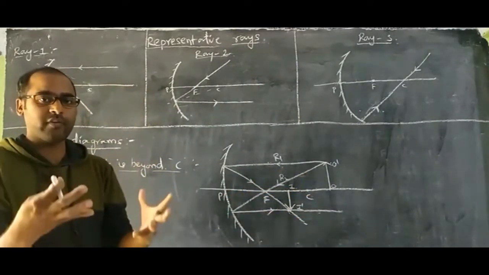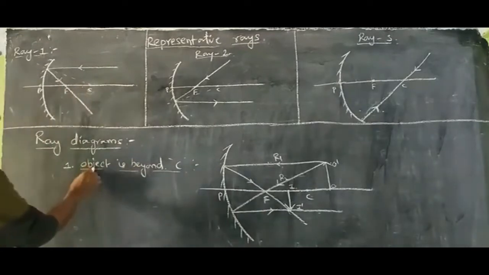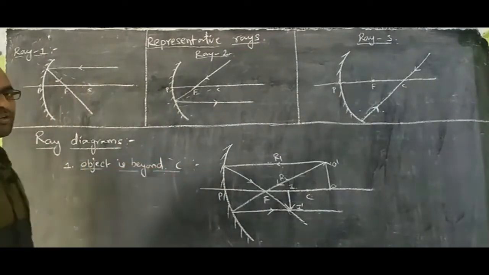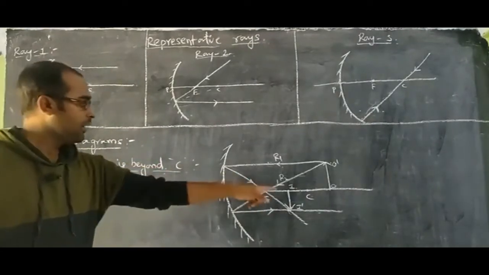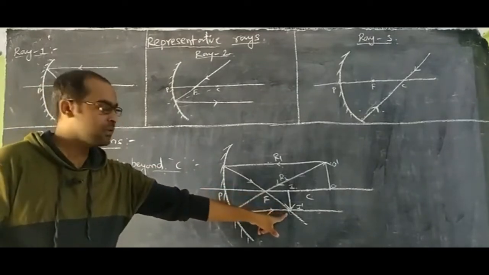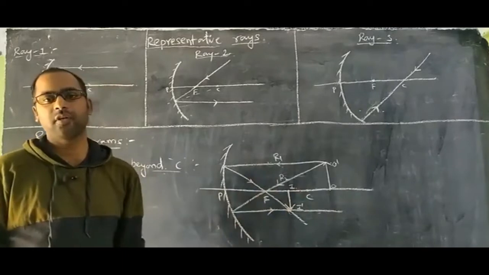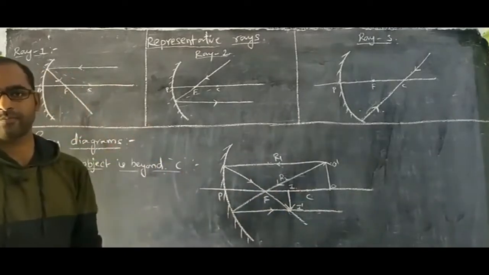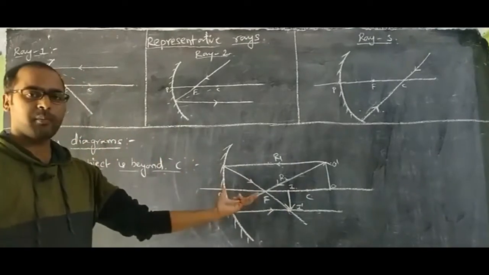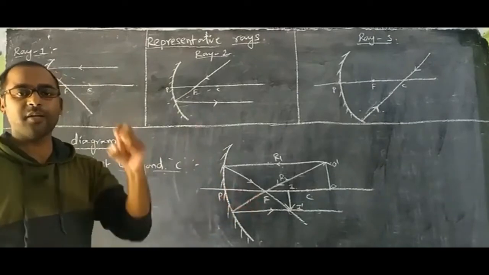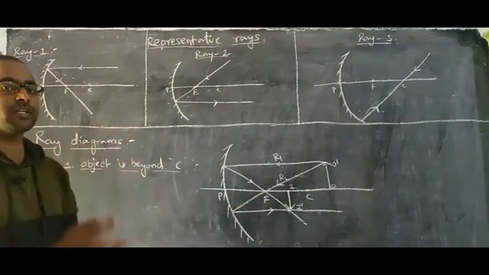With this we can say, when the object is placed beyond the center of curvature of a concave mirror, an image will be formed in between focus and center of curvature. Then what is the nature of the image? Image forms in that place, but what kind of image is it? What is the nature of that image?